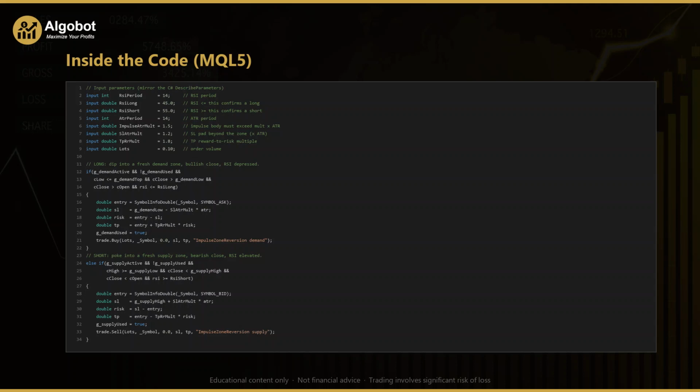The demand zone must be active and in use. The candle's low must reach into the top of the zone. Its close must hold above the zone's base. The close must be above the open, and the RSI must be at or below RsiLong. When every part is true, entry is read from the ask price.